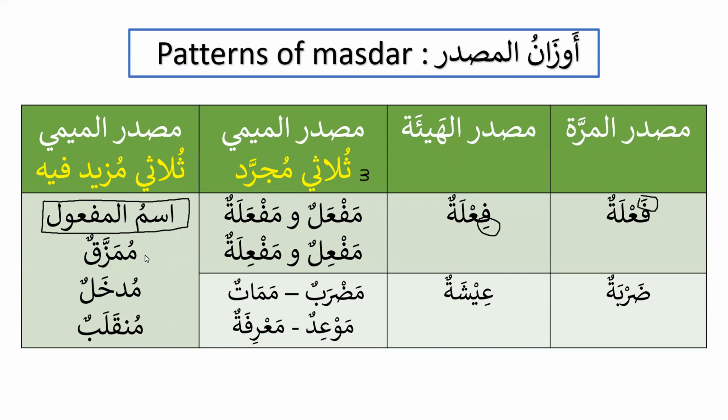So mumazzaq is ismul maf'ul, and if needed, it can be used as masdar, and also it can be used as masdar al-mimi. Why do we call it masdar al-mimi? Because it starts with meme all the time. There is an additional meme that is added to it, so that's why it is called masdar al-mimi. Similarly, we have mudkhalun. It's basically adkhala yudkhilu idkhalan, and mudkhal. And similarly, we have munqalabun. It is inqalaba yanqalibu inqilaban, and we have munqalabun. So now ismul maf'ul is munqalabun, and similarly it can be used as masdar al-mimi as well.